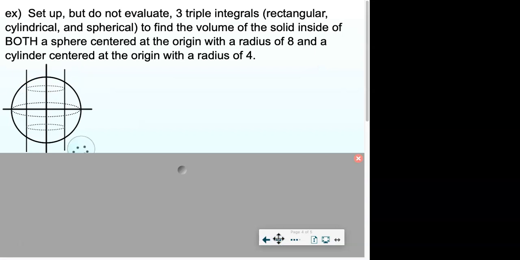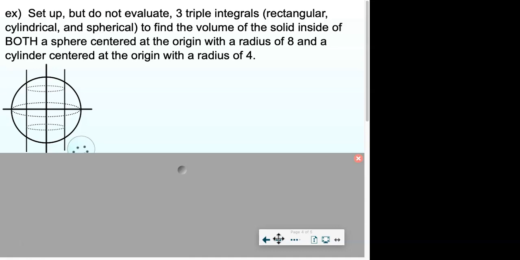Okay. So we're going to try one more. It's going to be time to wrap up in just a minute, but we've got about 10 minutes. So set up and do not evaluate 3 triple integrals. Again, let's practice rectangular, cylindrical, and spherical. Find the volume of the solid inside both the sphere centered at the origin with a radius of 8 and a cylinder centered at the origin with a radius of 4.